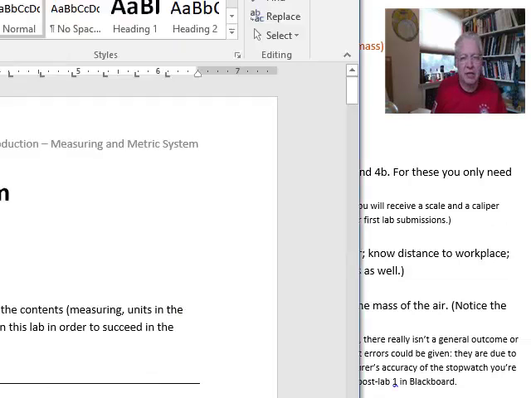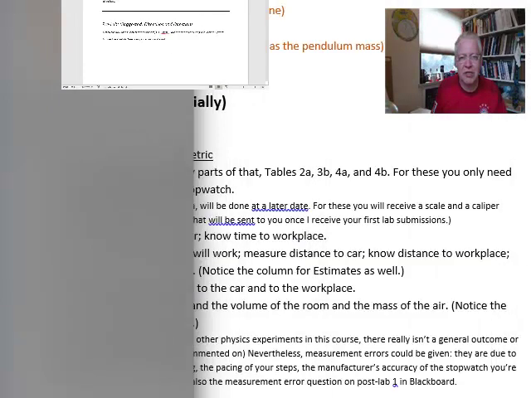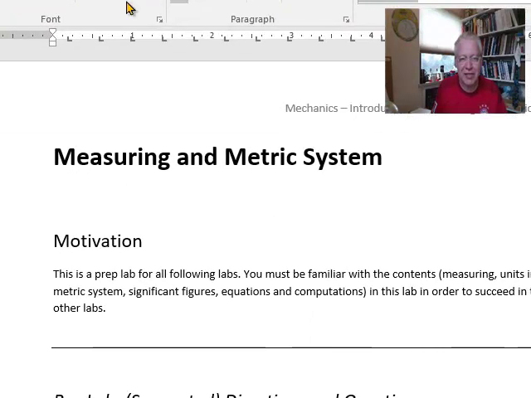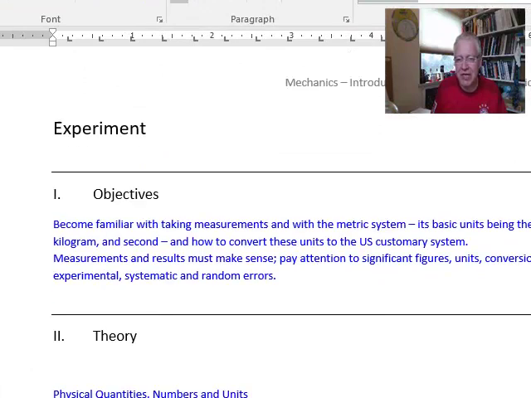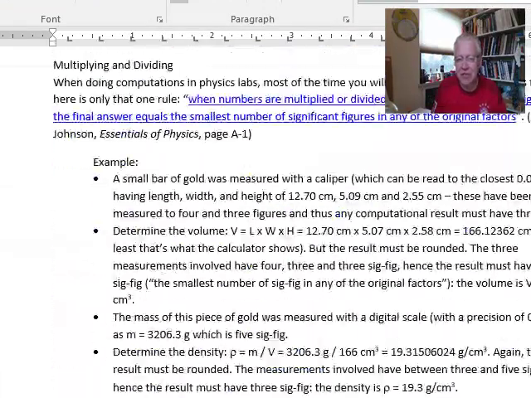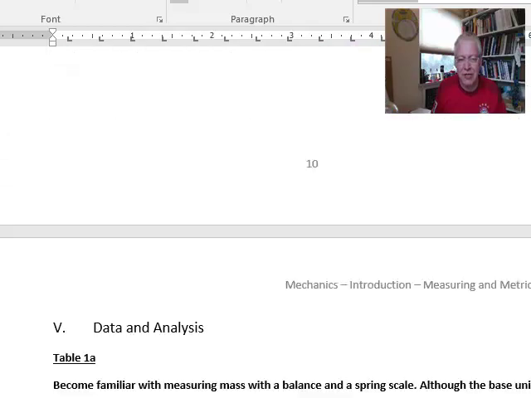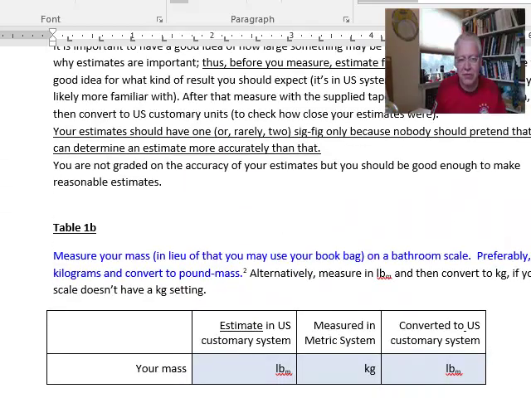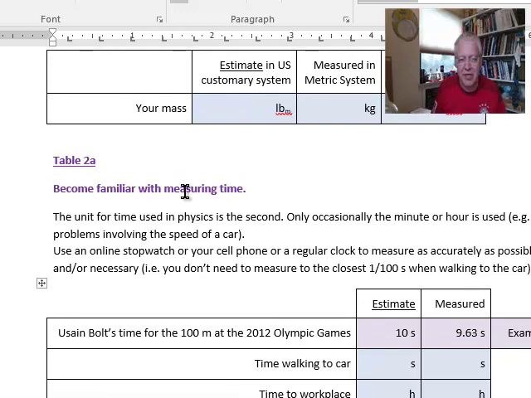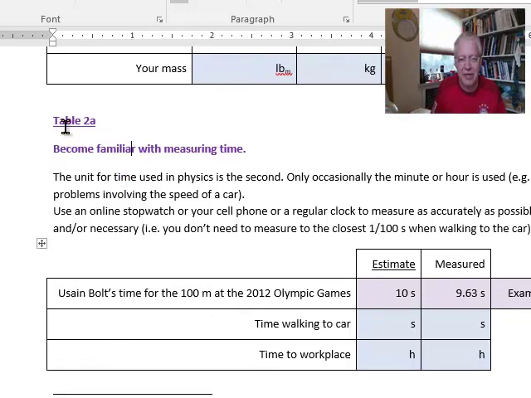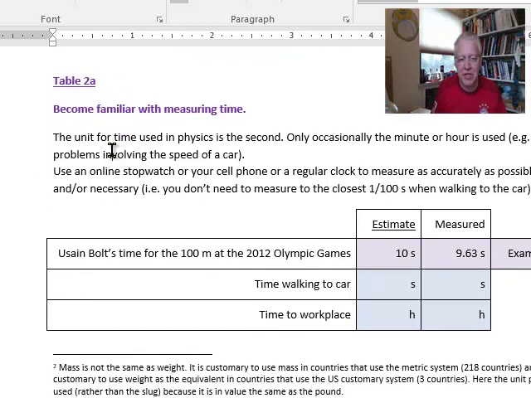All right, and I'm back, and here is actually the lab, at least I'm trying. Okay, I'm going to scroll down here. This is the introduction to the lab. I'm going to scroll down a little faster until I get there. I like to color code things. So here, this is what I just mentioned, what I color coded in violet, becoming familiar with measuring time. So this is all you have to do. Time walking to the car and the time to the workplace that you probably know.